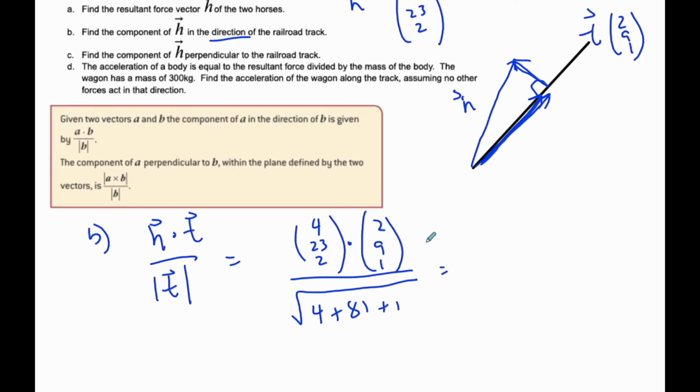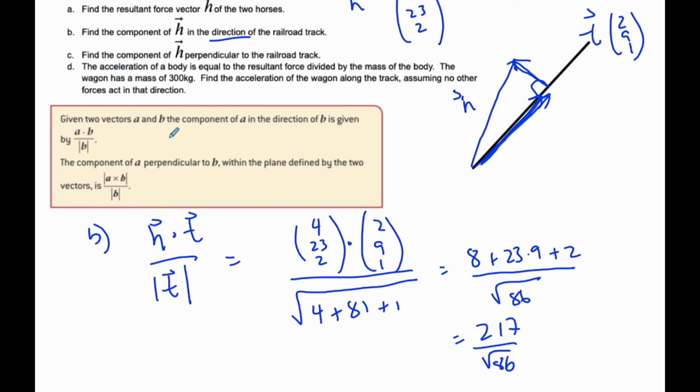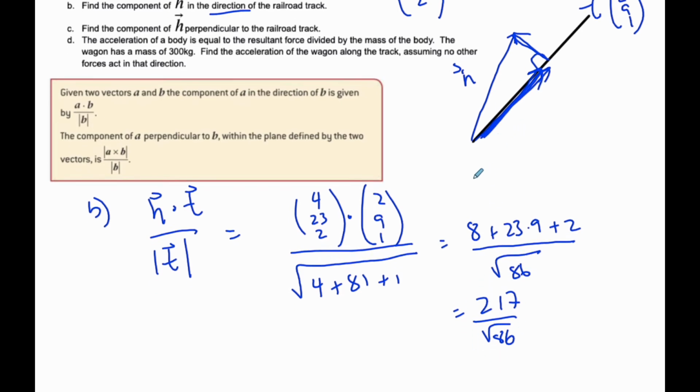Doing the dot product is just going to be 8 plus 23 times 9 plus 2 times 1, over the square root of 86, and this I've already done in my notes as 217 over the square root of 86. And so that is the component of H. This much is going in that direction there.